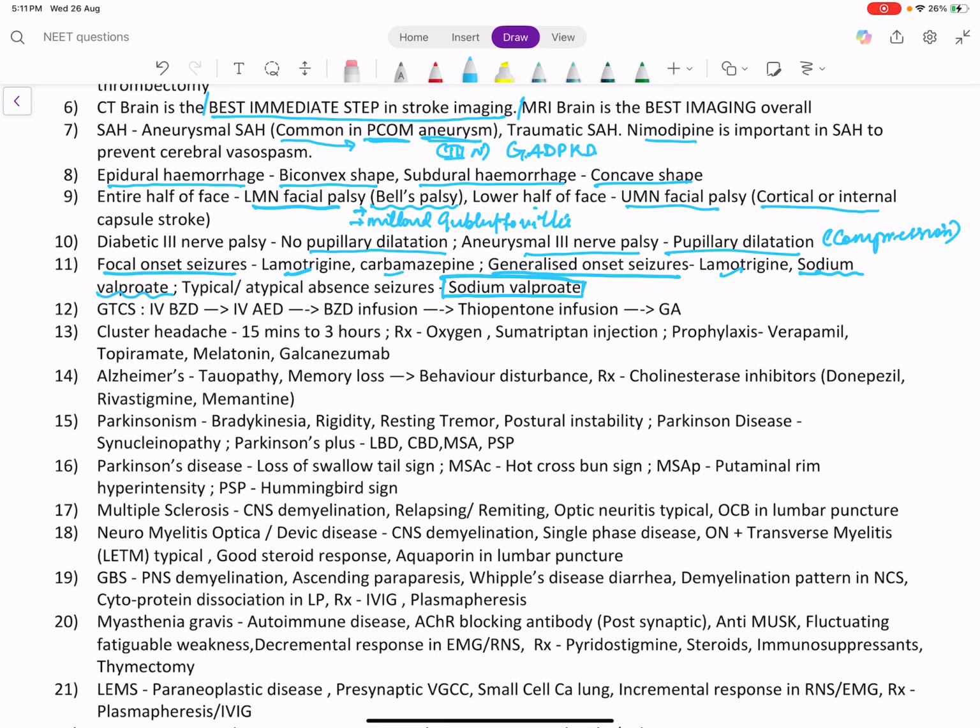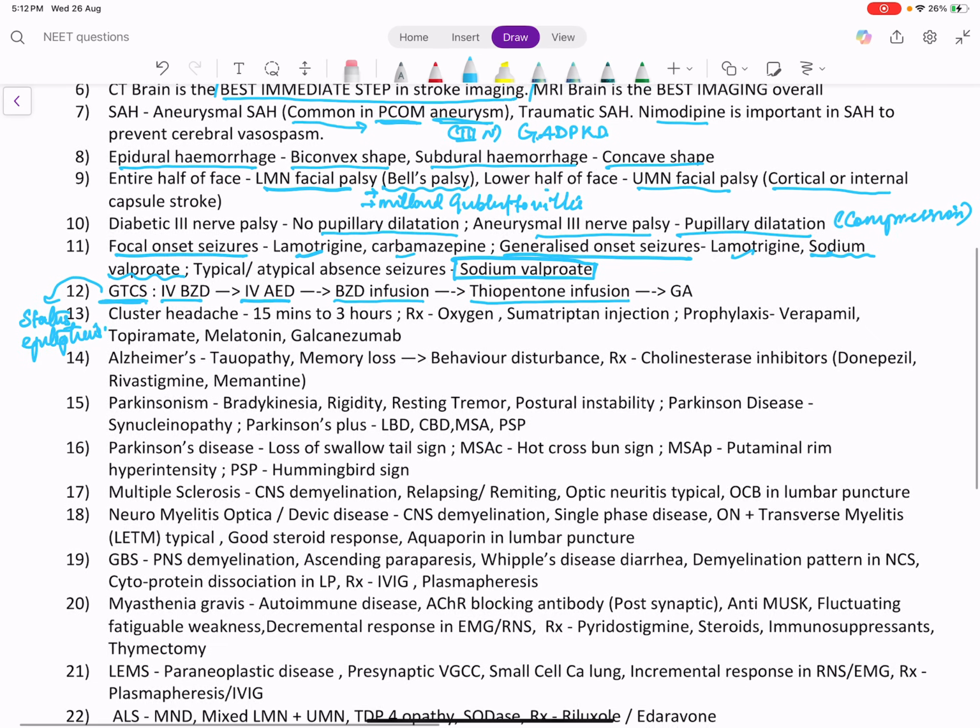If there's generalized tonic-clonic seizures producing status epilepticus, first we should give IV benzodiazepine like midazolam or lorazepam. If it fails, then we have to give IV anti-epileptic drug which could be phenytoin or fosphenytoin or levetiracetam or sodium valproate. Still if it continues, we should give benzodiazepine infusion. Still if it continues, we should give thiopentone, that is barbiturate infusion. Last step, we should go for general anesthesia.